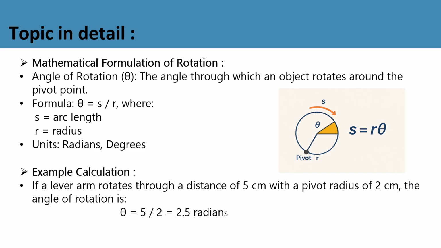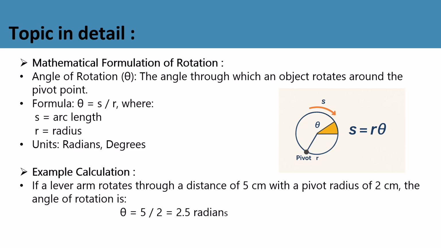Now let's get a bit technical to quantify rotation. We use a simple formula: theta equals s divided by r. Here theta is the angle of rotation, s is the arc length, and r is the radius. Units can be written in radians and degrees.